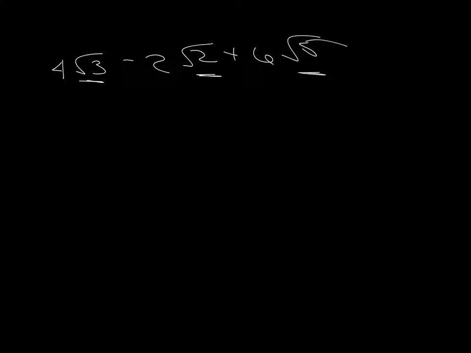Alright, let's keep moving along here. 4 square root of 3 minus 2 square root of 2 plus 6 square root of 5. Notice square root of 3, square root of 2, square root of 5. All the radicands are different, so you can't add them. You're done. We won't simplify. Those are the ones that are your favorites because you don't have to do anything.